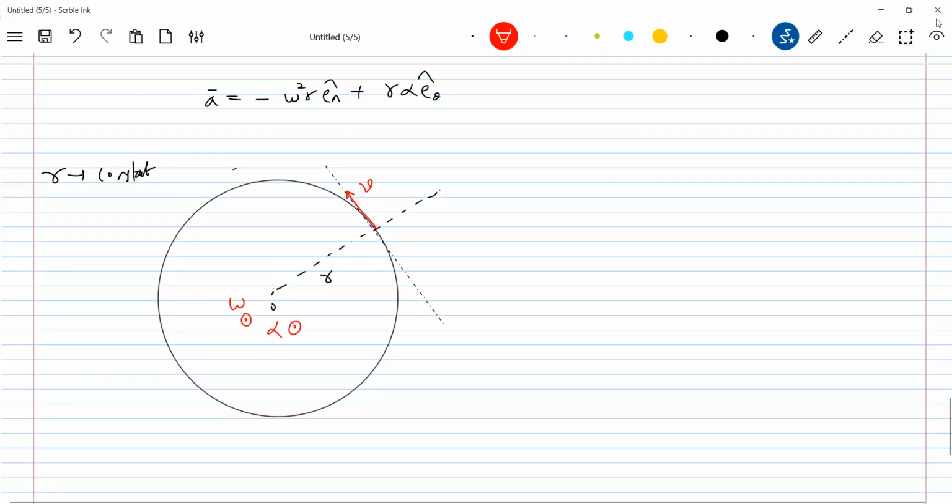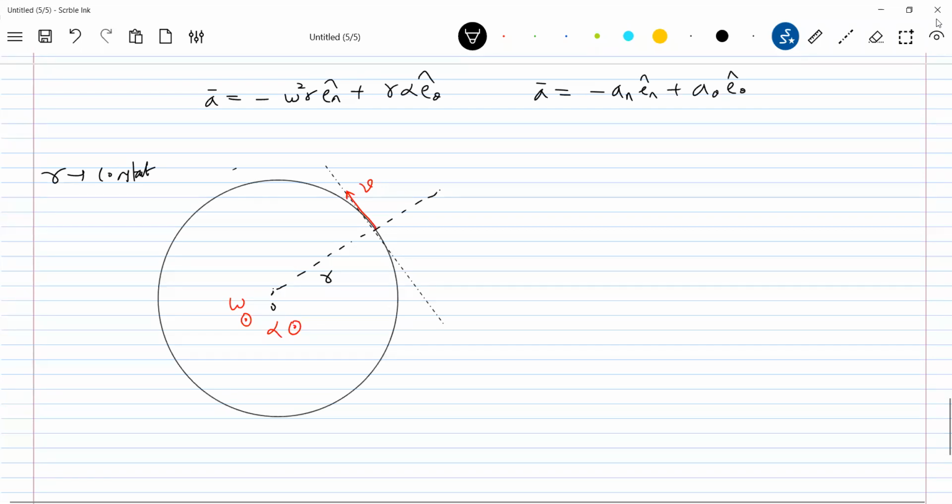So there are two accelerations. What is that? Omega square r. We will call this the normal acceleration, A bar, which I'll put further. This will be the centripetal acceleration. In the books, they call this the tangential acceleration, A theta, e theta cap.